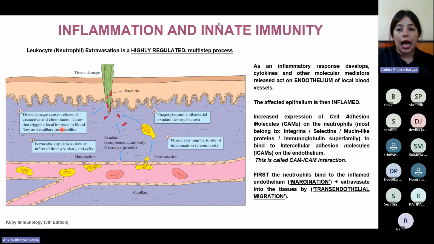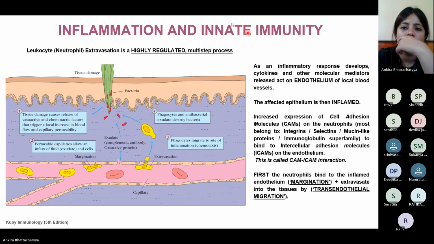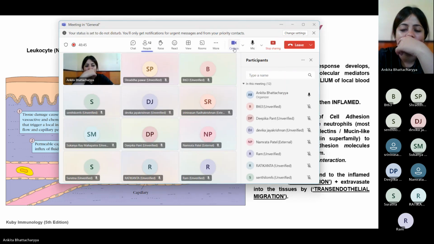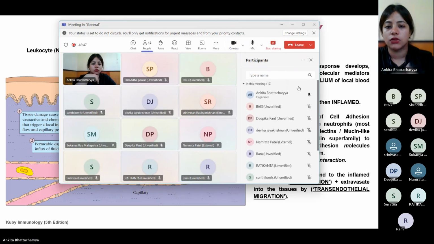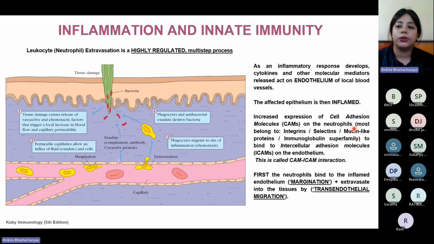As an inflammatory response develops, cytokines and other molecular markers that are released act on the endothelium of blood vessels. They release these cytokines and vasoactive factors, like I said, and they act on the blood vessel endothelium, which are the cells lining the capillary wall.